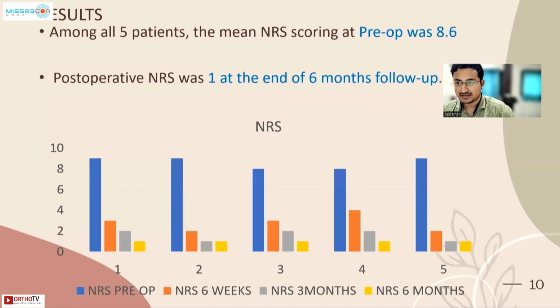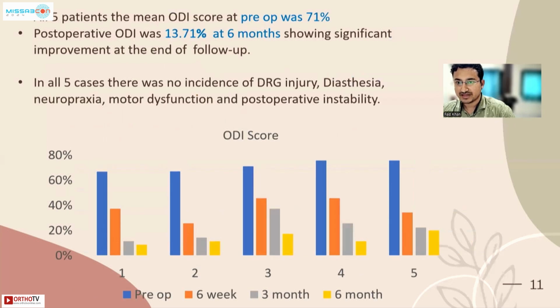Among all 5 patients, the mean NRS score at pre-op was 8.6. Post-operative NRS was 1 at the end of 6 months of follow-up. The mean ODI score at pre-op was 71%. Post-operative ODI was 13.71% at 6 months, showing significant improvement at the end of follow-up. In all 5 patients, there was no incidence of DRG injury, dysesthesia, neuropraxia, motor dysfunction or post-operative instability.